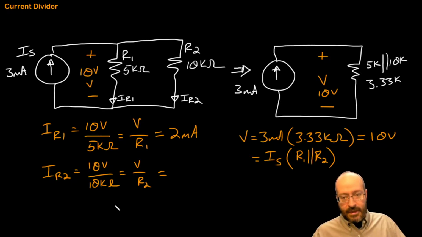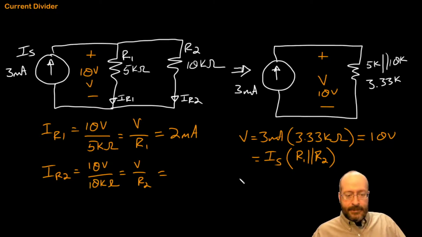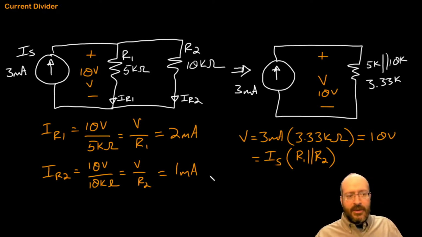Okay. And 10 volts over 10K should be 1 milliamp. Yep, 1 milliamp. Okay, and we're good to go. Now, that's numerically. We did it numerically, and that's fine. But if you're applying the formula, you have to know where the formula came from.